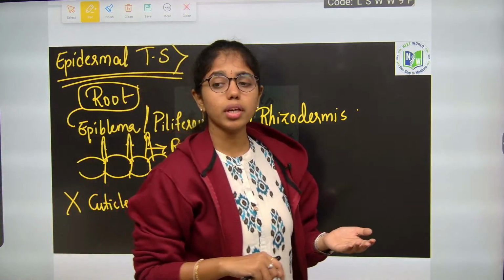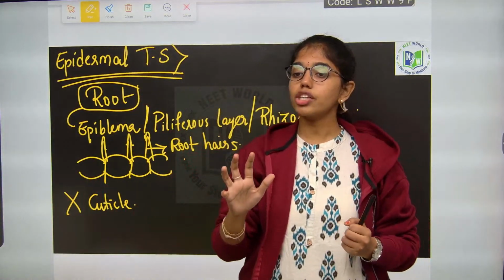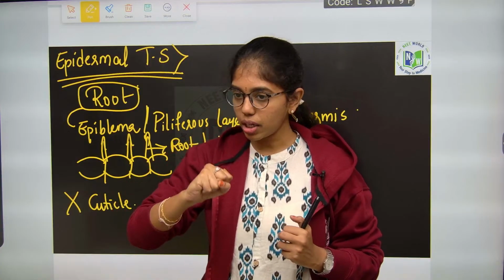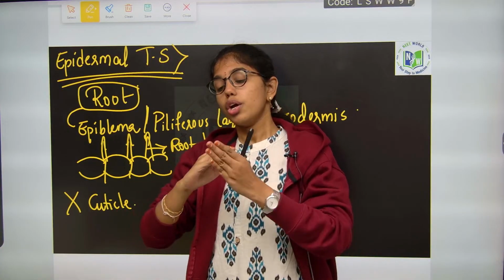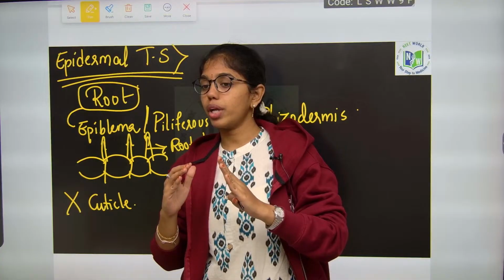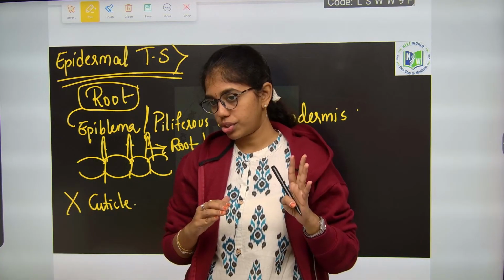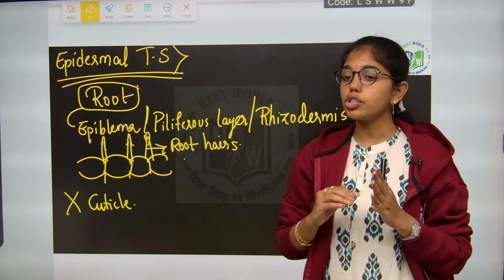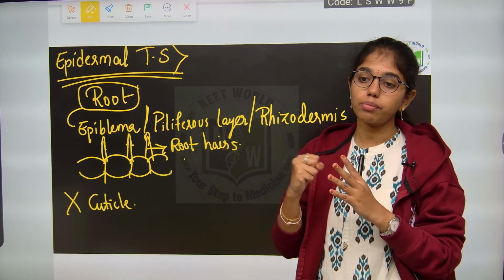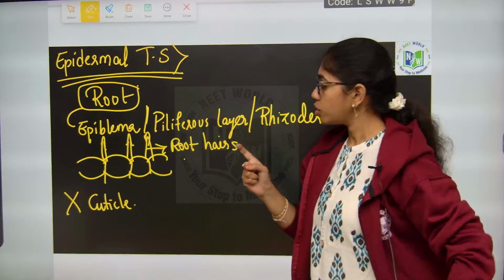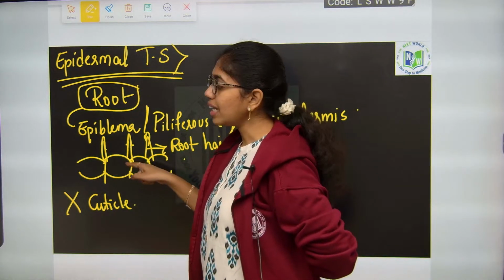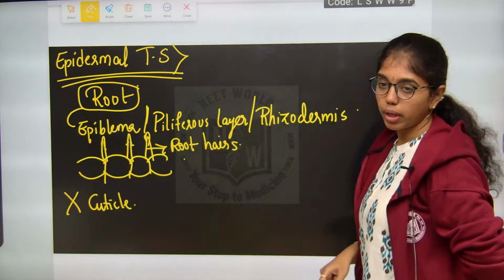Why there is no cuticle covering? Because the main function of the root is to absorb water and minerals, right? Cuticle will be having cutin protein that is impervious to the gaseous exchange and water exchange. When it is impervious to water exchange, how come this will be absorbing the water and minerals? So that is the reason cuticle coating is absent in the root epidermis.